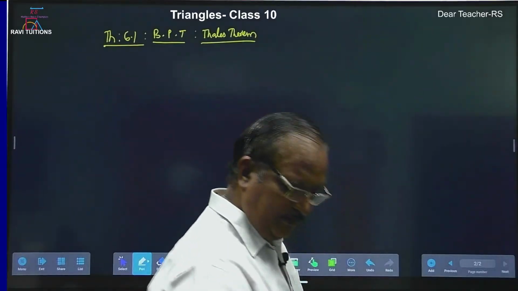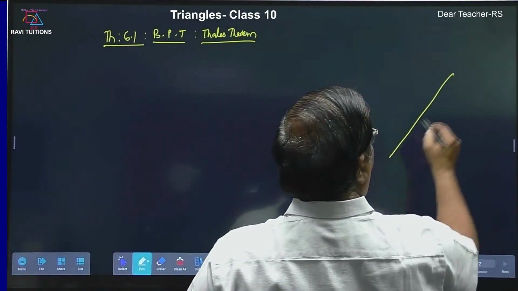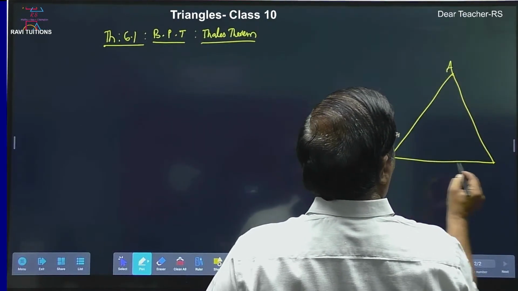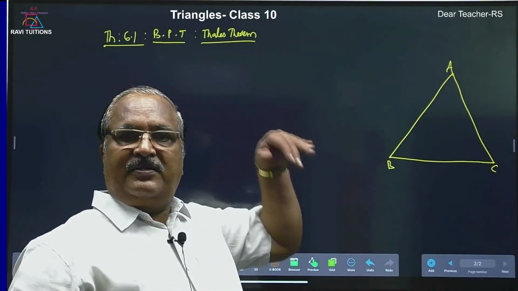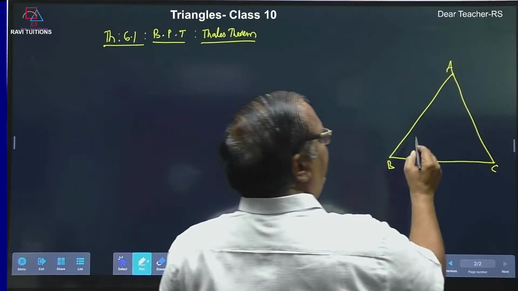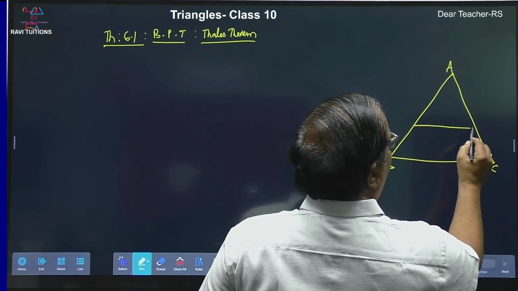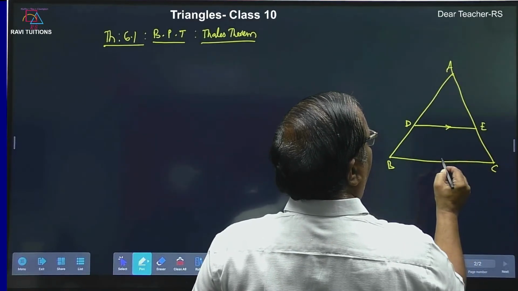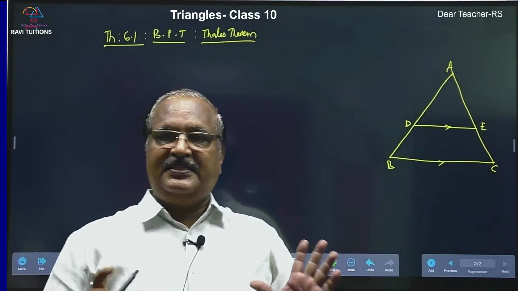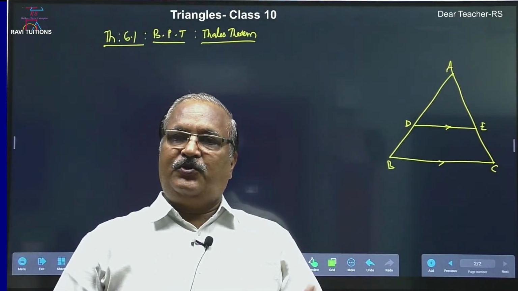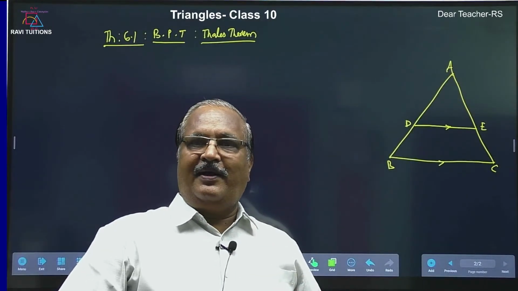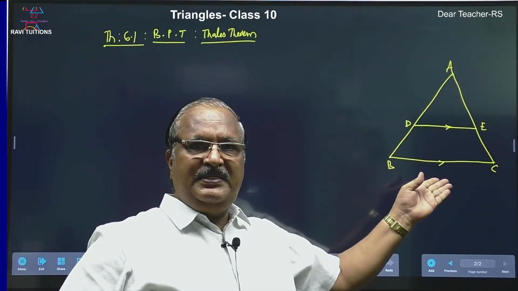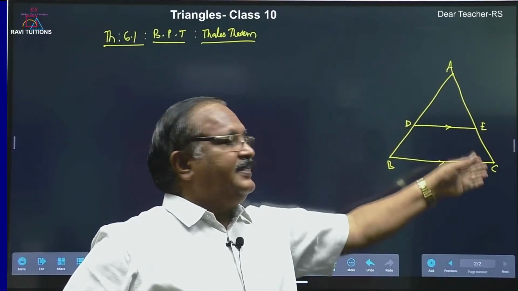I am not drawing perfectly, but I will draw a triangle here. This is triangle ABC, because this theorem is based on the triangle. In a triangle, a line parallel to one side, let us say DE is parallel to BC. This is the condition to apply the theorem. To apply the theorem, there should be one triangle and one line parallel to any one side. Here I have taken BC. You can take AC also.